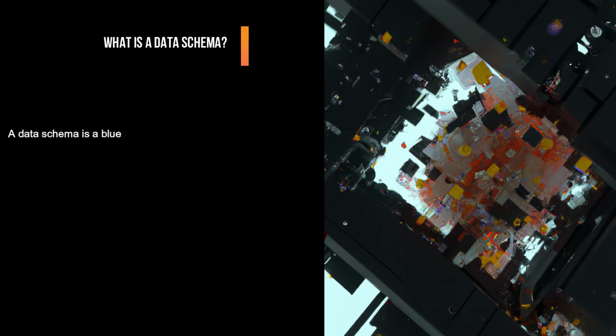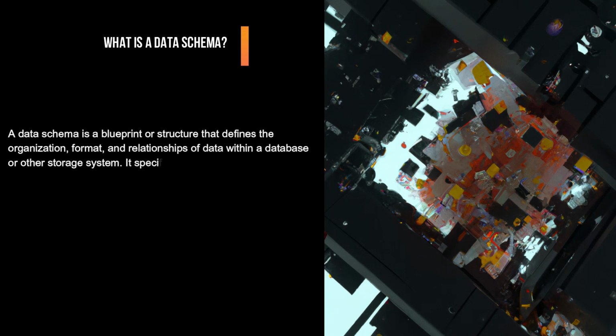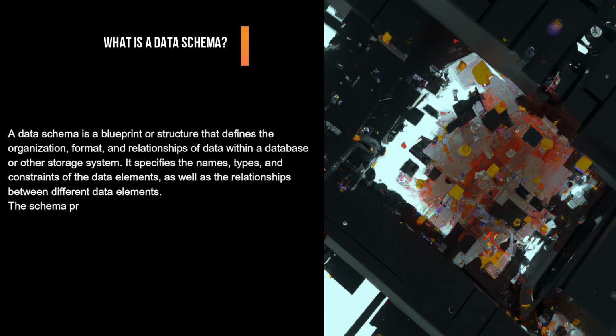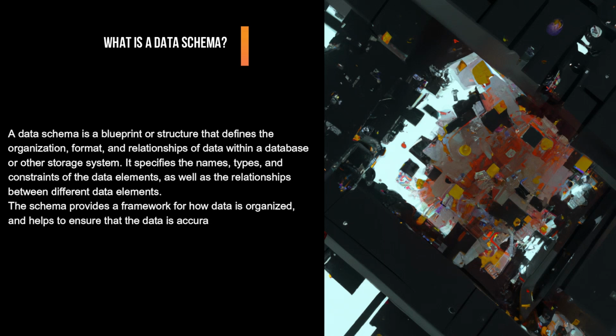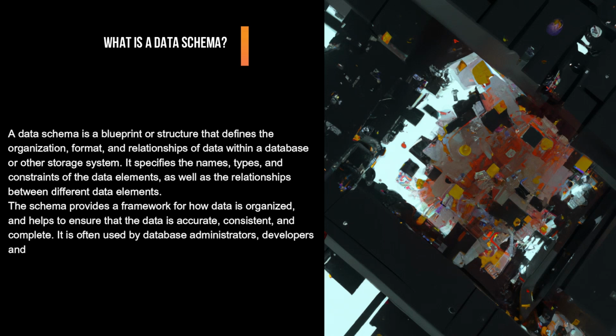What is a data schema? A data schema is a blueprint or structure that defines the organization, format, and relationships of data within a database or other storage system. It specifies the names, types, and constraints of the data elements, as well as the relationships between different data elements. The schema provides a framework for how data is organized and helps to ensure that the data is accurate, consistent, and complete. It is often used by database administrators, developers, and other stakeholders to manage and maintain the database.